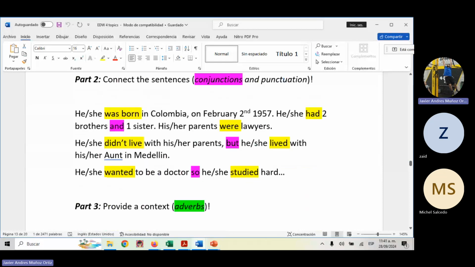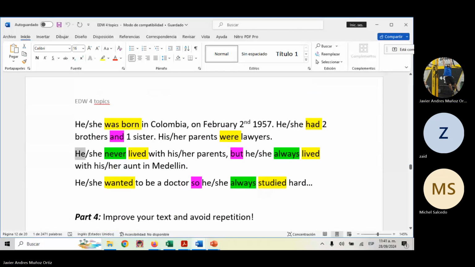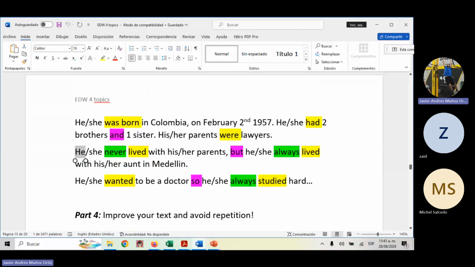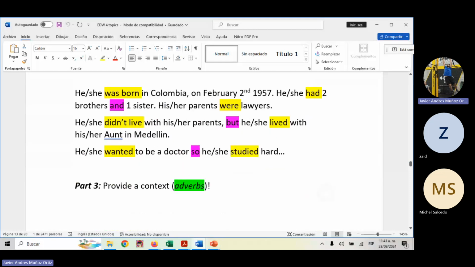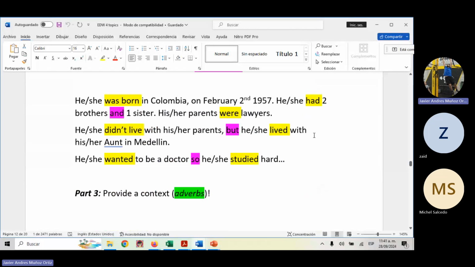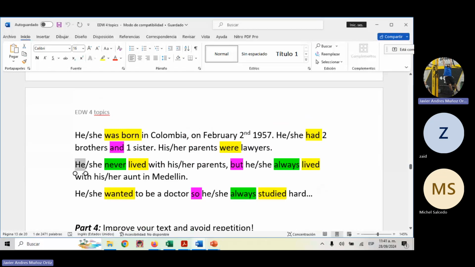Instead of saying he didn't live with his parents, the possibility here is a little more interesting when we say he never lived with his parents. He always lived with his aunt. We have something here, but he lived with his aunt. When we use adverbs, our sentences get a little more powerful. But he lived, always lived. He always lived with his aunt.